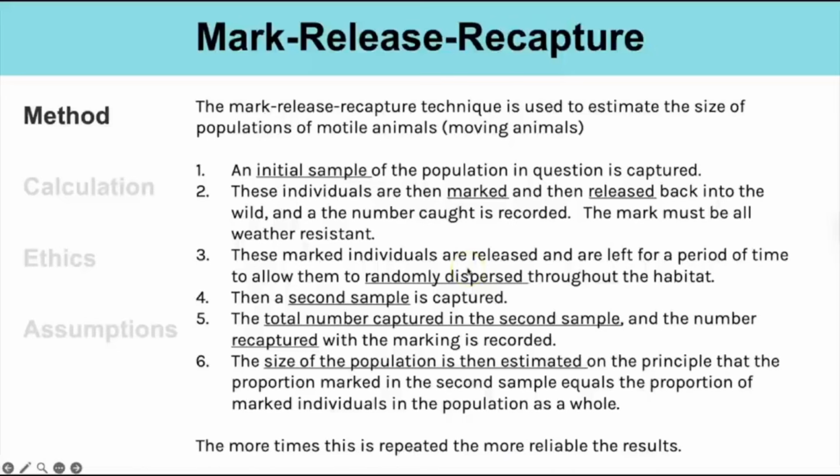You then leave them for a period of time after they've been released so that they can randomly disperse throughout the habitat. Then you take a second sample, and the total number captured in the second sample and the number recaptured, meaning the ones that have the mark on them, are recorded. Then we can use the formula to calculate our estimate.